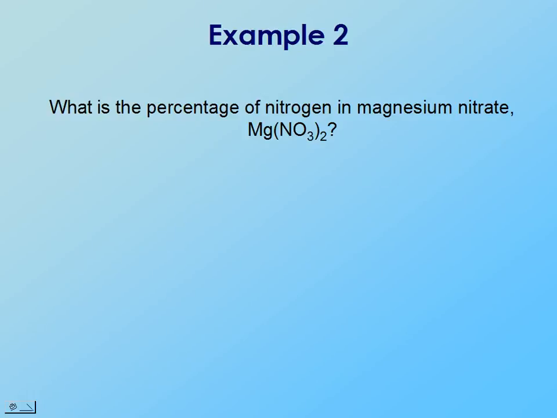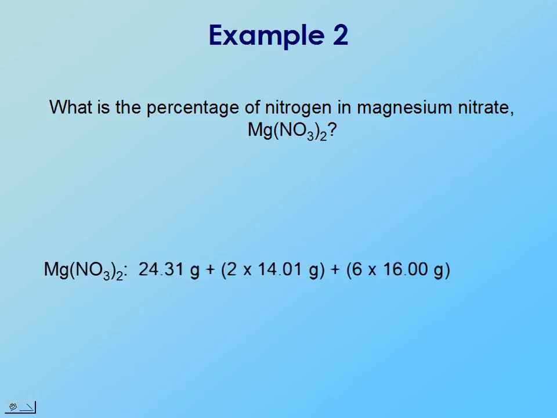What's the percentage of nitrogen in magnesium nitrate, Mg(NO3)2? So we're looking at nitrogen specifically, and we want to know what it is in that whole compound. The only masses we can probably get are from the molar masses on the periodic table. So I would take 1 magnesium, 24.31. I want 2 nitrogens because of the 2 in parentheses outside the NO3, so 2 times 14.01, and 6 oxygens, 6 times 16. And when I add those together, I get 148.33 grams.